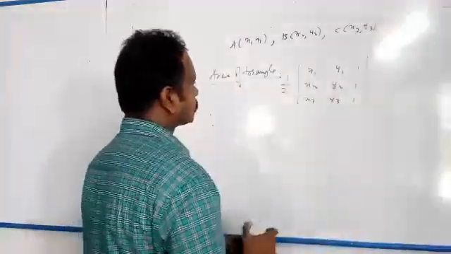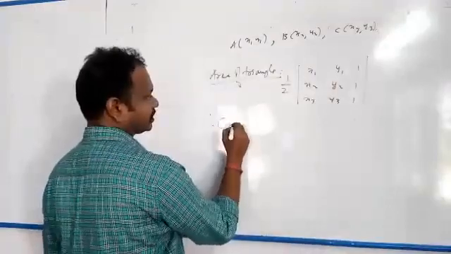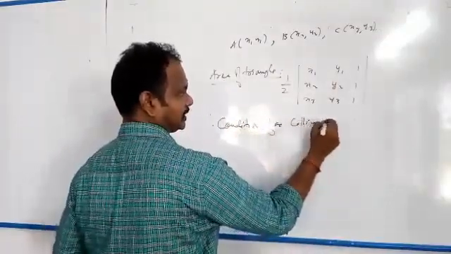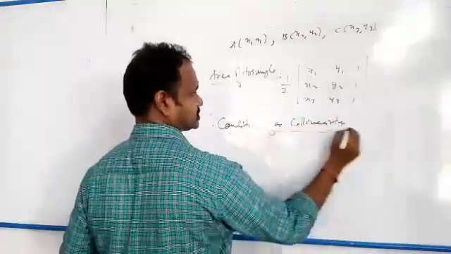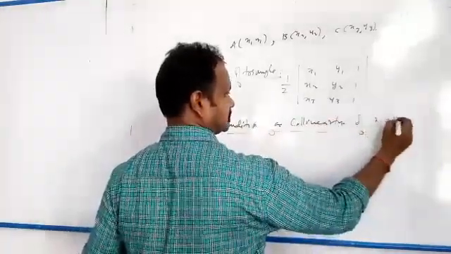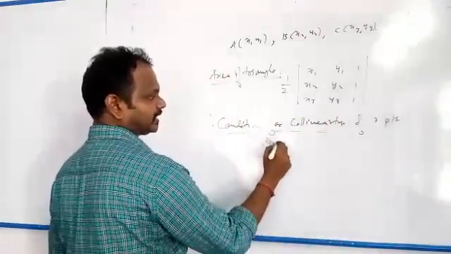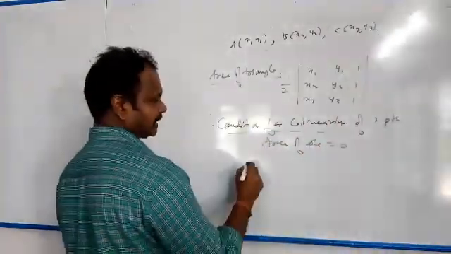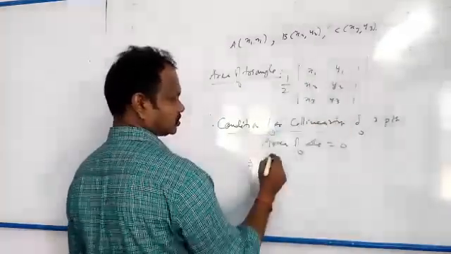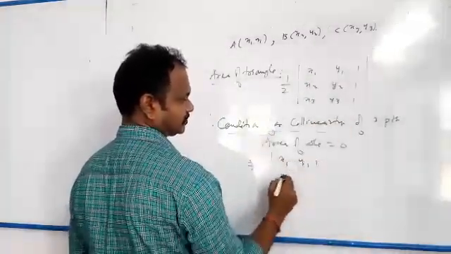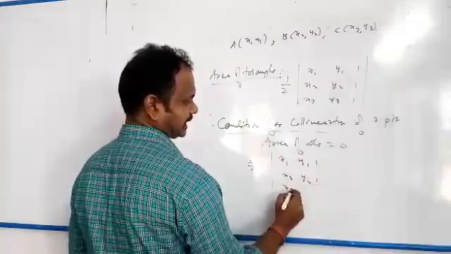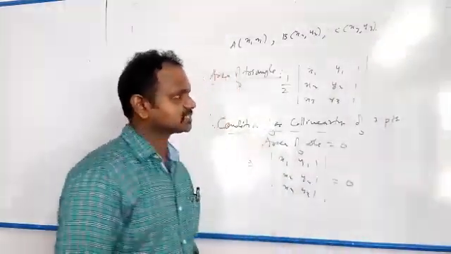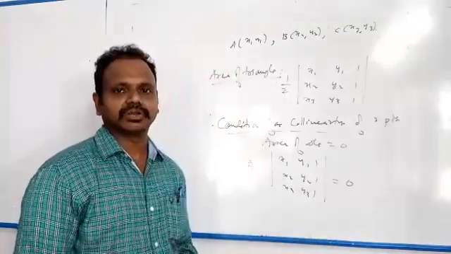And what is the condition for collinearity of 3 points? Area of the triangle is equal to 0, which implies this value is equal to 0, that is the determinant of x1 y1 1, x2 y2 1, and x3 y3 1. This whole value is equal to 0. So this is the condition for collinearity of 3 points.